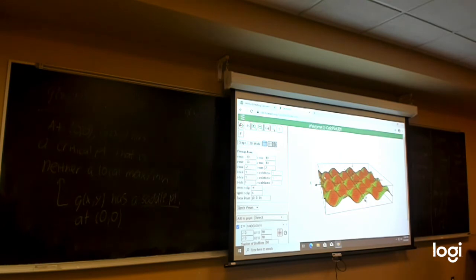Just f of x equals sine of x or f of x equals cosine of x are similar in that they have infinitely many local maxima and minima. Cosine, for instance, is going to have a maximum at every even multiple of pi and a minimum at every odd multiple of pi. So like f of x equals sine of x cosine x. So it turns out, just like in Calc 1, you can have these sorts of multivariable functions where infinitely many points pop up where you have a local max or a local min.